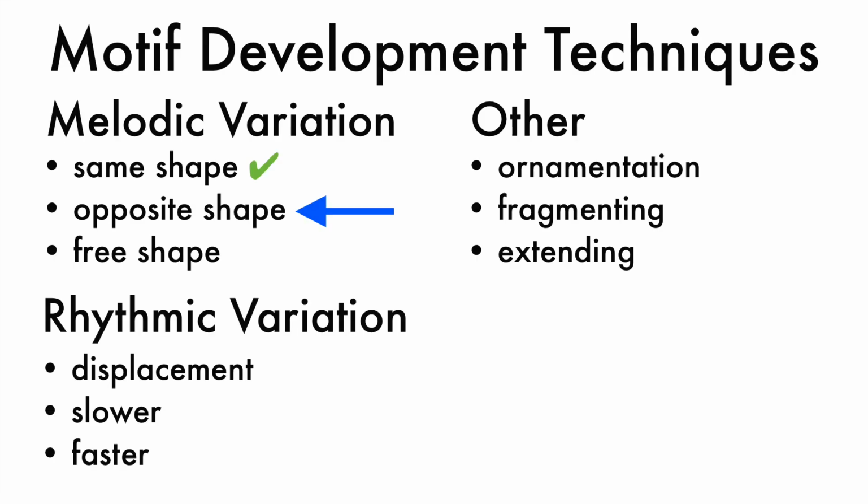So in our first video, we went over the why and the how of this kind of improv, some basic techniques for motif development shown here, and we also went over exactly how to practice melodic variation using the same shape. Now let's continue with a second exercise on melodic variation using the opposite shape.